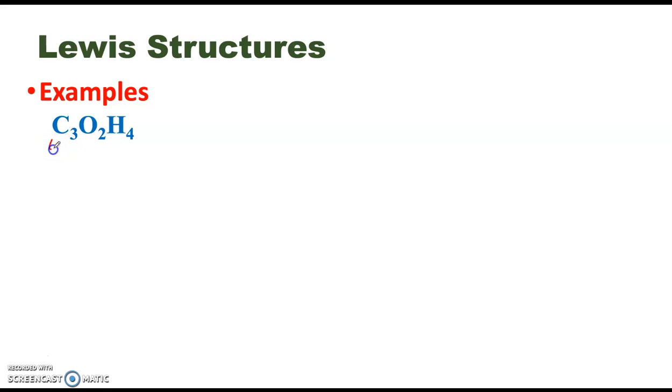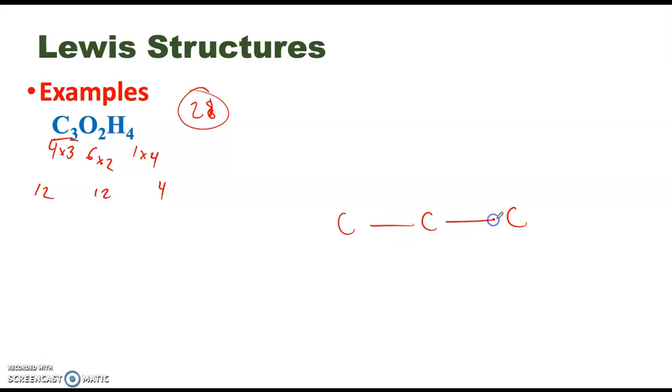So we'll start. Carbon has 4 times 3 of them, so times 3. Oxygen 6 times 2, and hydrogen 1 times 4. So this comes out to 12, 12, and 4, 24, 28. And again, always an even number. That is a 28 there. Carbon always goes in the middle, and there's 3 of them. So my advice is just connect them right away.